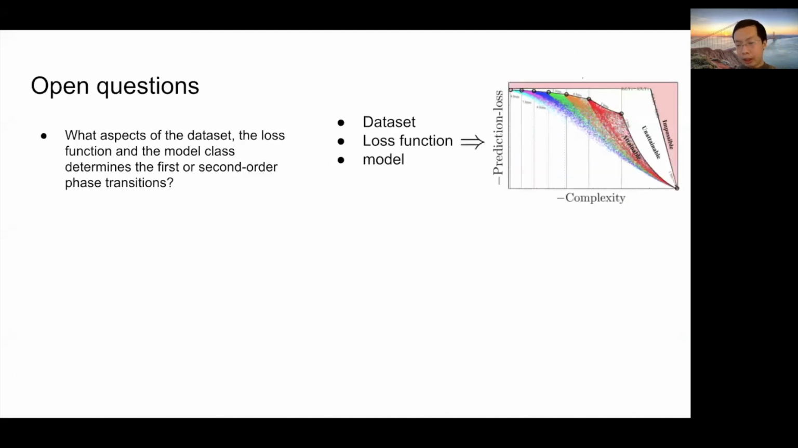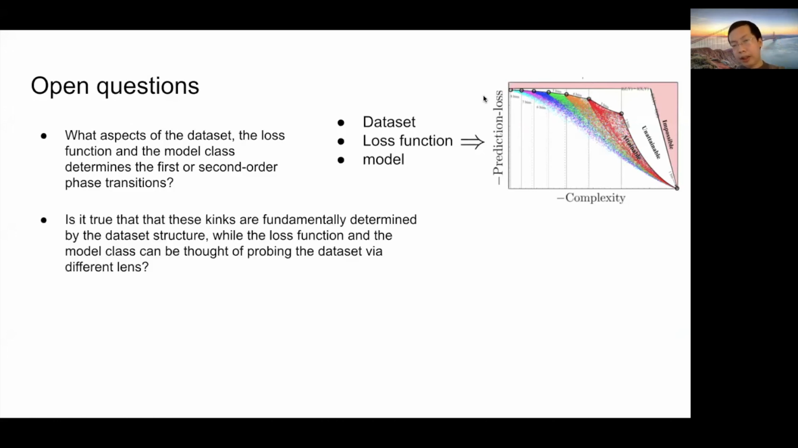But in general, there are still many open problems. For example, what determines whether this is first order or second order in a learning problem. I have a conjecture that it is fundamentally the data set that determines the frontier, and then the loss function and the model only act as a lens that determines the specific details of this Pareto frontier.